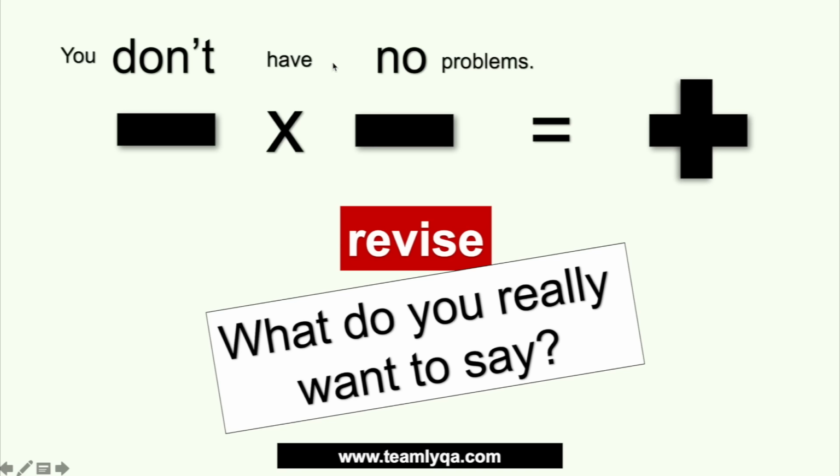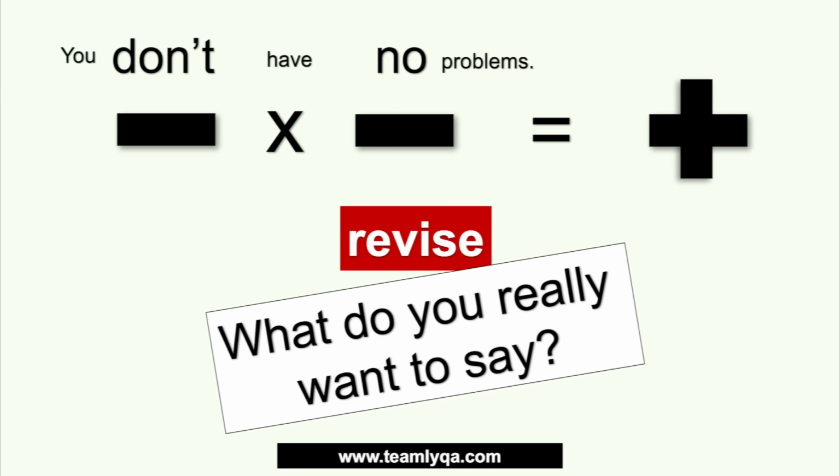So, either you say, you do have no problems, or better, you don't have any problems. Okay? Kasi that way, yung don't, siya na lang yung mag-iisang negative, and the statement remains negative. Okay? Or sabihin mo na lang, you have no problems. Okay? Again, that would mean wala siyang problema. So either you say, you don't have any problems, which means wala kang problema, or you have no problems, or wala kang problema. Okay, pareho lang yun.